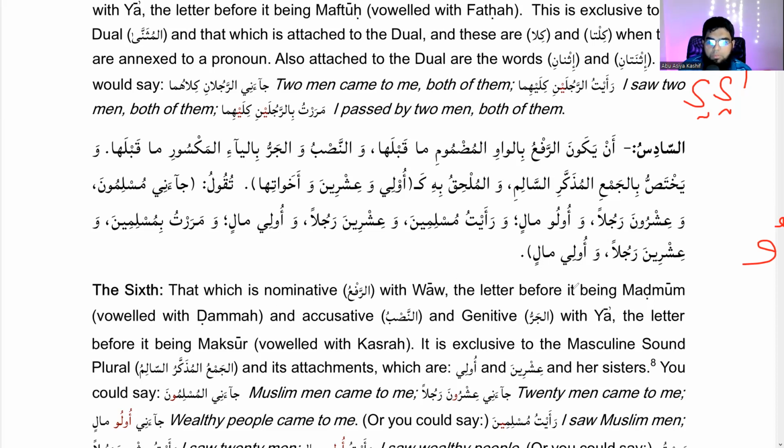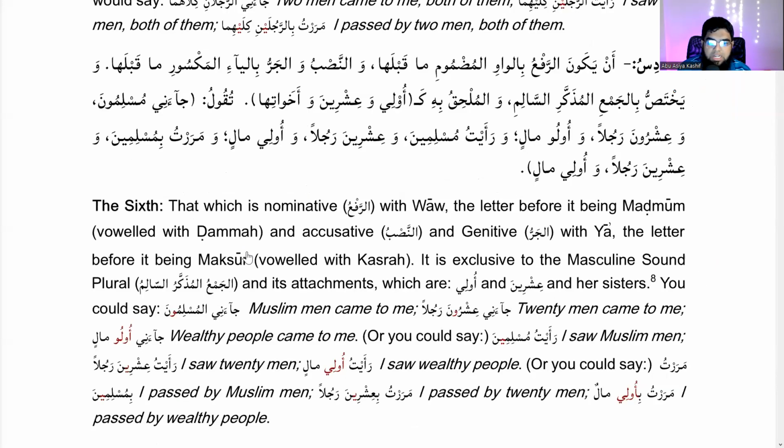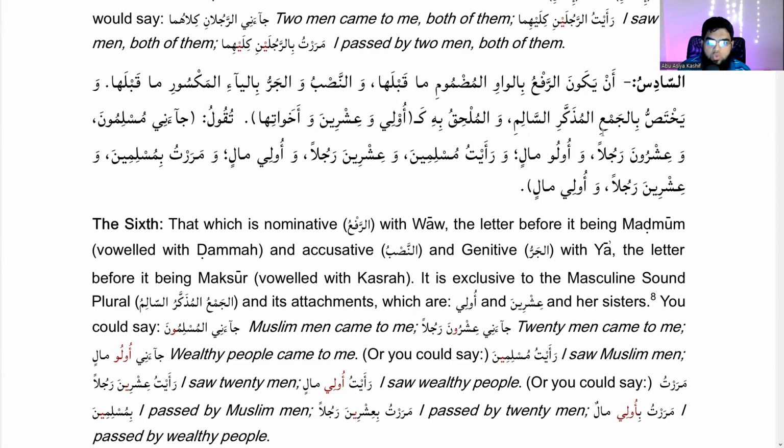والنصب والجر بالياء المكسور ما قبلها. And the nasb and jar should be with a ya. So waw, ya, ya, and the previous letter should have a kasra. And this happens where? In the genitive, the letter before it being maksur, having a kasra. وَيَخْتَصُّ بِالْجَمْعِ الْمُذَكَّرِ السَّالِمِ. It is exclusive to the sound masculine plural, al-jam'u al-mudhakkar as-salim.